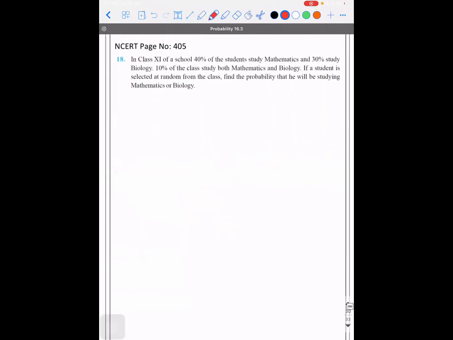Okay. Anyways, 3 more rounds and we'll complete. So in class 11, in a school, 40% of the students study mathematics. So probability of mathematics is 4 out of 10, because 40 by 100.